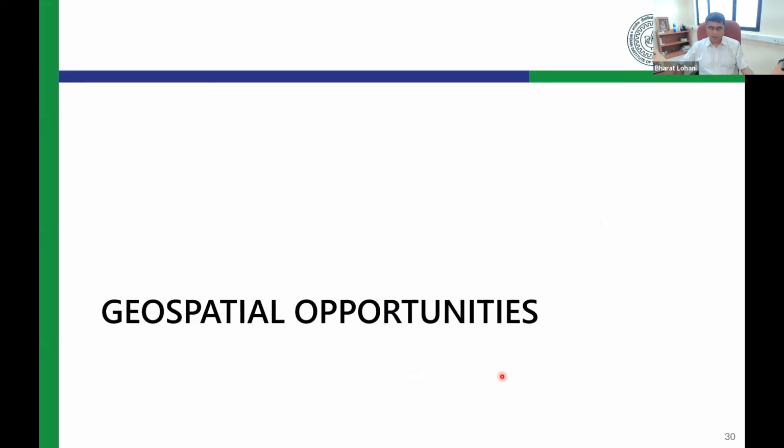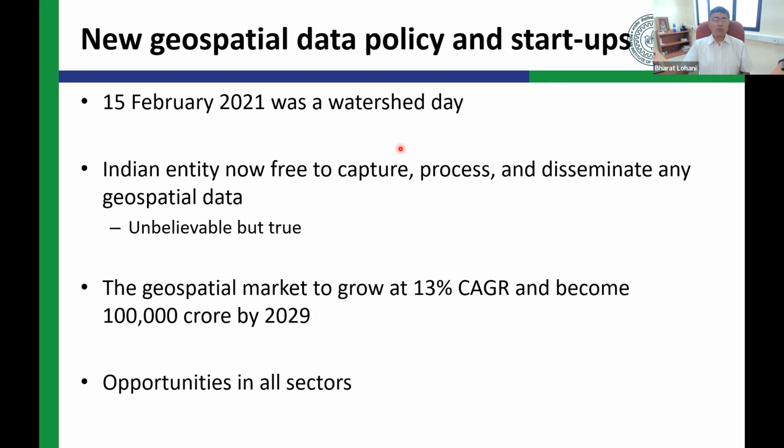Now, having said that, I will briefly touch upon the geospatial opportunities. These are a few slides that I just added right now, but I will try to give you the flavor. All of you may be aware of this very important development: on 15th February 2021, India released its new geospatial data policy. It's very important for the startups, and I call it a watershed day for the geospatial community in India.